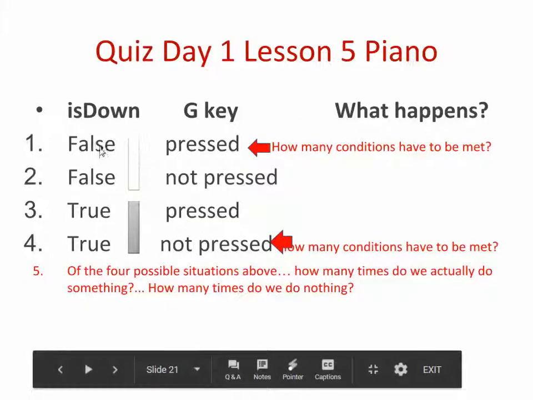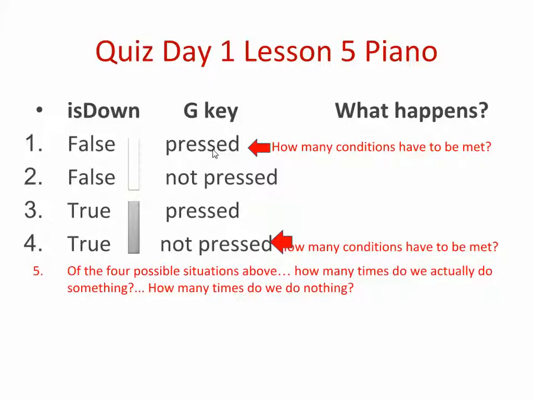Okay, so if isDown is false and the G key is being pressed, it's going to play the sound and switch to the down image. If isDown is false and nothing's being pressed, nothing should happen. If isDown is true, the image is already dark, and the G key is being pressed, what should happen? Nothing. We shouldn't switch the image. If it's true and nothing's being pressed, we should switch back to this image.